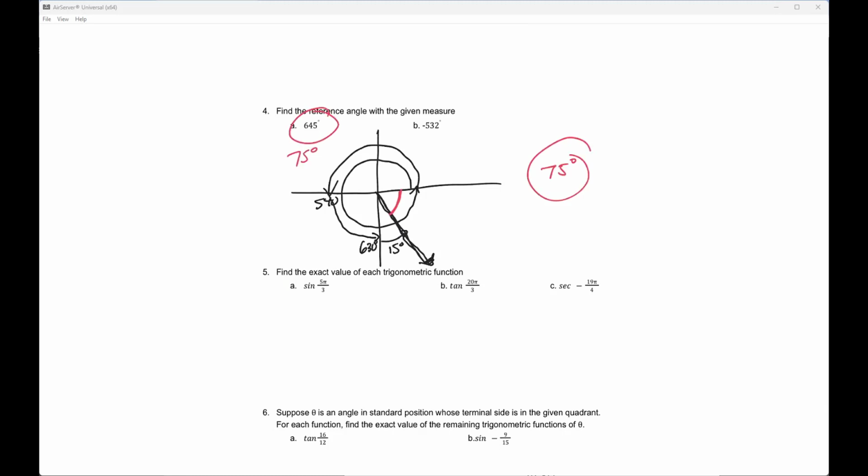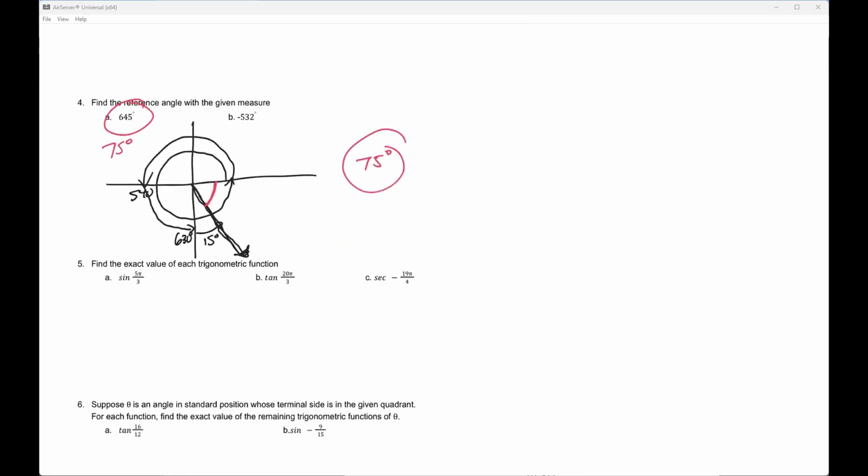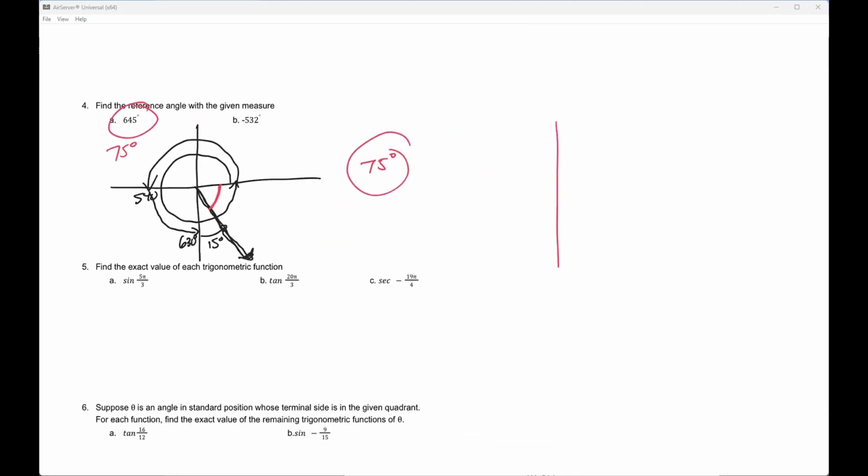All right. What about 532? 532 again, let's do it on a different chart. It's negative. So negative 360 right here, right? And then negative 540 right here, right? If it lands here, negative 540. So 532 would be like right here, right?